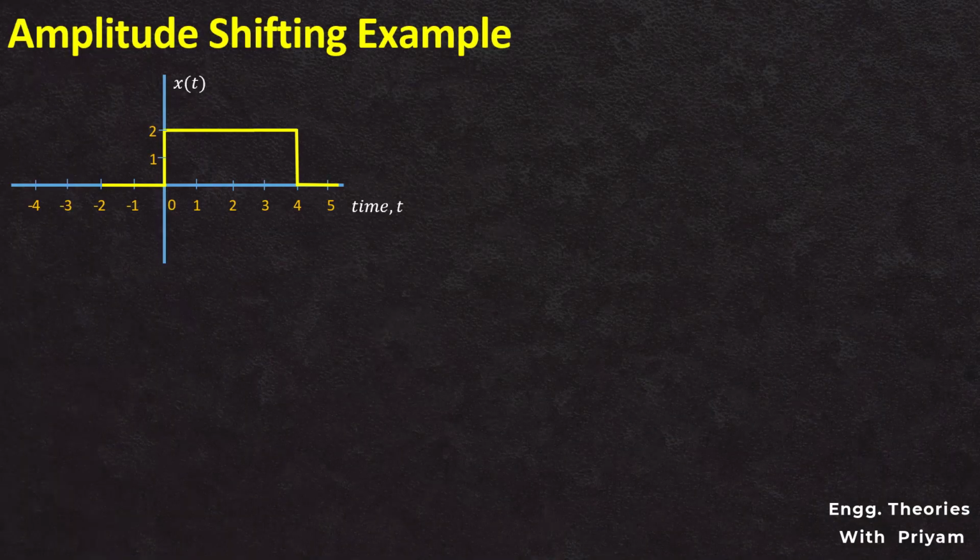Let's take a signal x(t). At first, we will shift and scale this signal x(t) in both time and amplitude axis, and finally we will reverse this signal x(t) in time and amplitude axis. After performing the operation, our new signal is y(t).